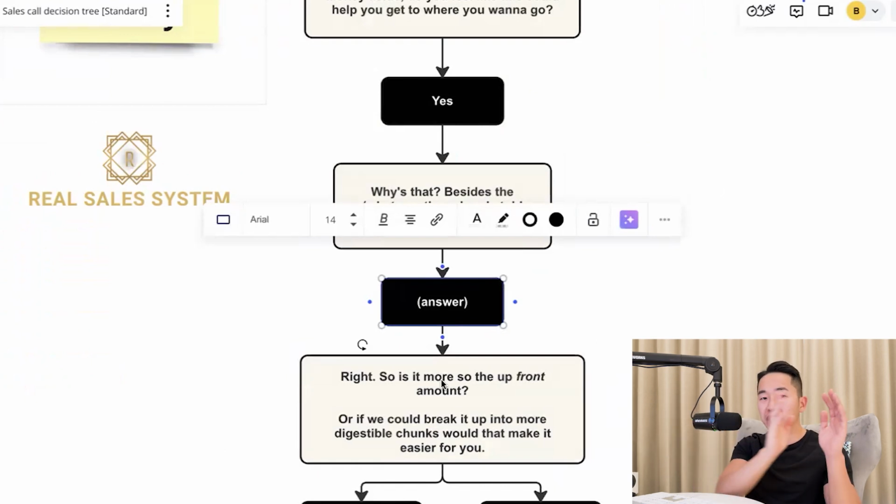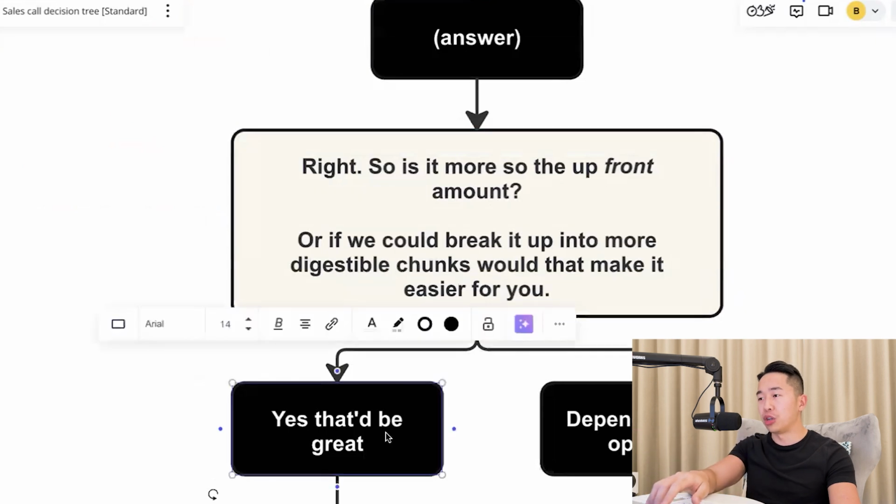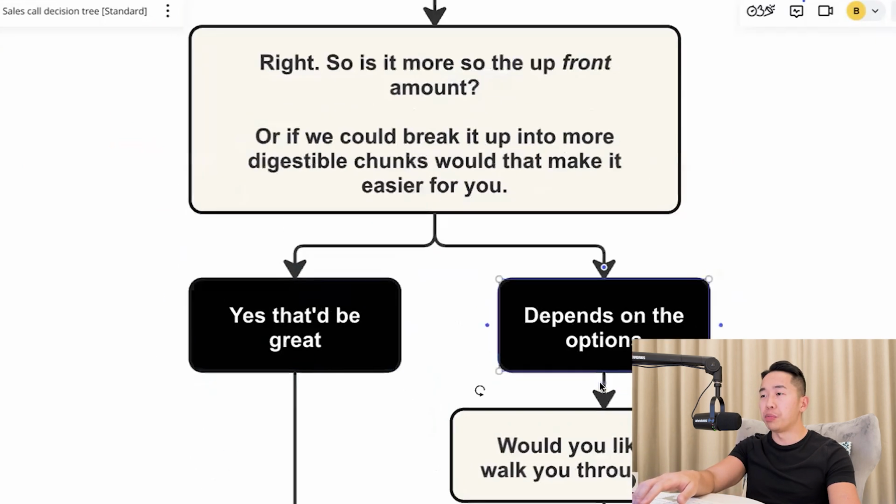Okay? Because now we established the value, so now that's not a concern anymore. Does that make sense? So after that, we handle the money. Okay, so is it more so the upfront amounts, or if I could help you break this up into more digestible chunks, would that make it easier for you? And they say, yeah, that would be great. Or they'll say, oh, it just depends on the options.